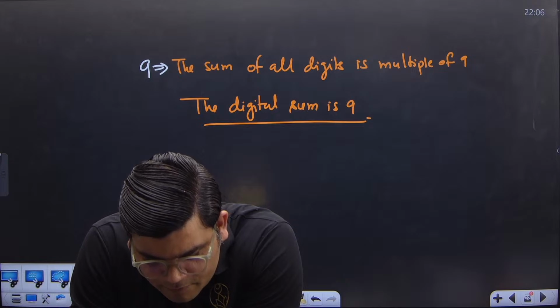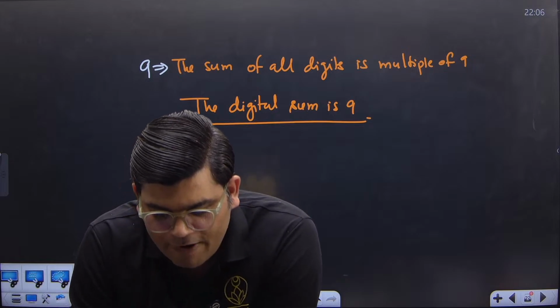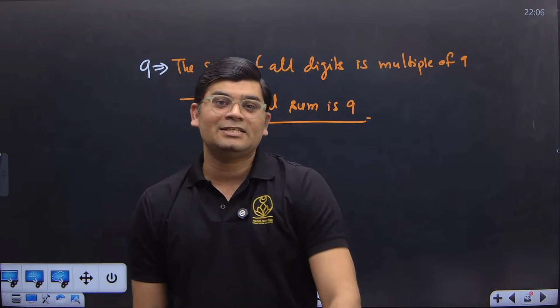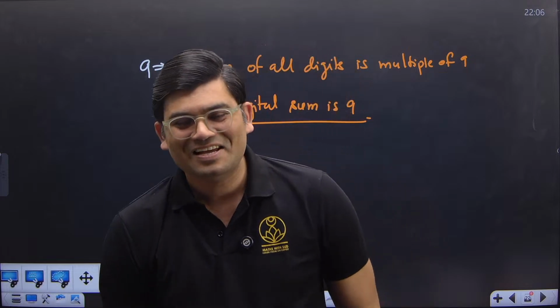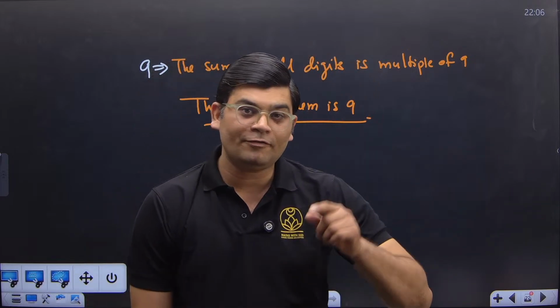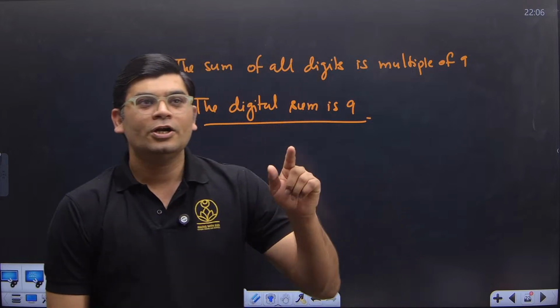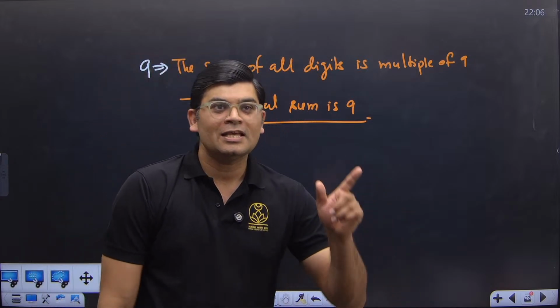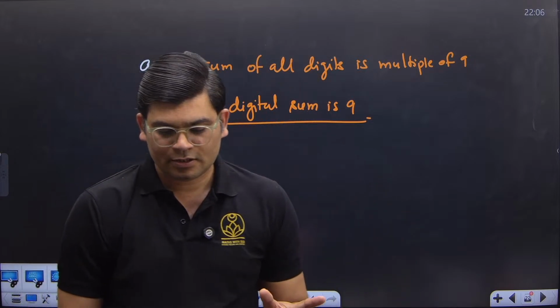Please tell the difference between the factor and the multiple. Factor is a number which divides exactly the multiple, and multiple is a number which comes in the multiplication table of the factor. If 2 into 3 is equal to 6, 2 and 3 are known as factors of 6. 6 is a multiple of 2 and 3. Alright?